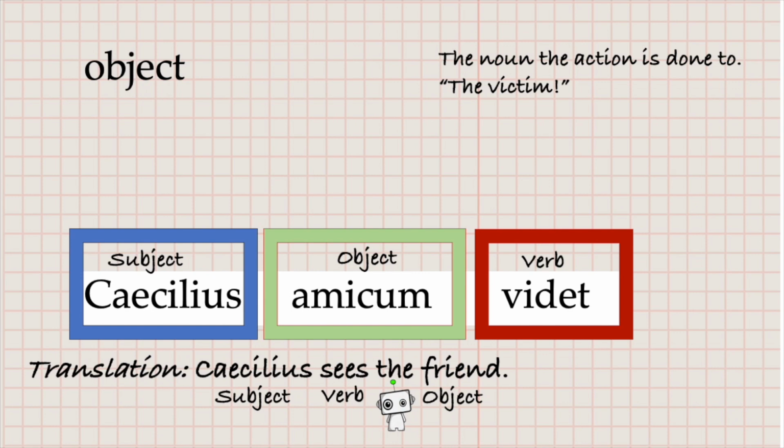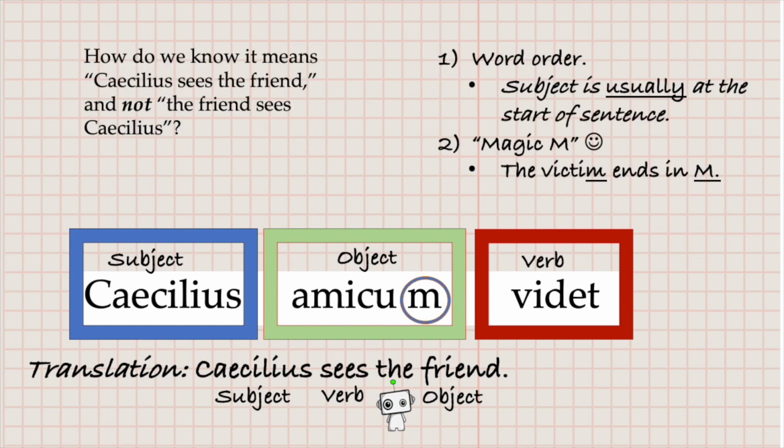In this case, it's called the object. The object is the noun that's having something done to them, the victim, if you like. So, for instance, Caecilius sees the friend. We've got subject, object, verb.